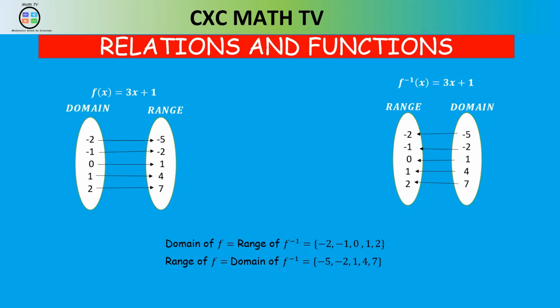But look at f inverse now. Notice that when the domain is negative 5, the y value is negative 2. When the domain is negative 2, the y value is negative 1. When the domain is 1, the y value is 0. What I want you to realize is that the domain of the function f of x is equal to the range of the inverse, and the range of f is equal to the domain of the inverse. Just something for us to observe and note down.